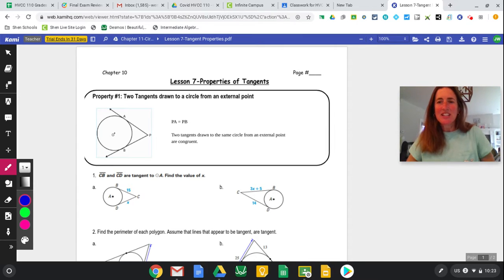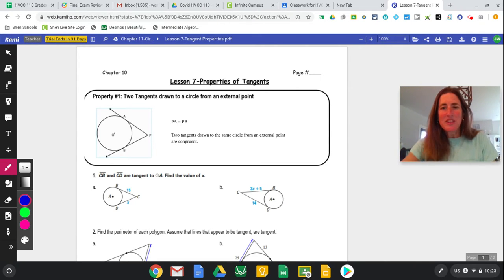Remember, a tangent comes from an external point and it touches the circle on one part of its circumference. So in the first picture, we have two tangents, PA and PB, and guess what? If two tangents are drawn to the same circle from an external point, they are congruent. So that means they're the same exact size.